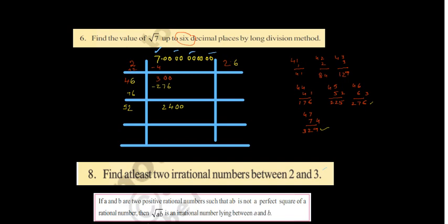For that, 1 square means 1 one is 1, 2 twos are 4, 3 threes are 9. Which is possible here? 2 twos are 4. Hence I write 2, 2. 2 twos are 4, and subtract it, we get 3. Now you carry 2 zeros. When you carry the 2 zeros after the decimal point, then you put a decimal point in the quotient part also. After that, you add the quotient 2 to the divisor 2. Now what you get? 4.